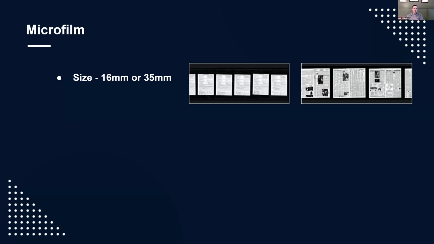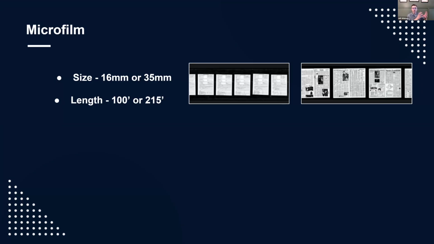Then there's the length, the 100-foot or 215-foot microfilm. So 35 millimeter film will always be 100 feet in length. It's called thick film. 215-foot film is called thin film, sort of a nickname for it. And the 16 millimeter images or 16 millimeter film can be either 100 feet or 215 feet in length.